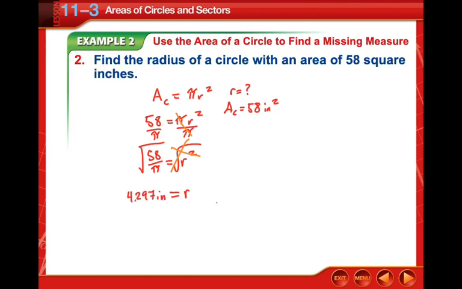4.297 inches. Again, it doesn't say where to round, so we'll just go to the nearest thousandth, especially since it's not inches squared, just inches, it's the radius. But nearest thousandth just because we have a single digit in our ones, no tens or anything.